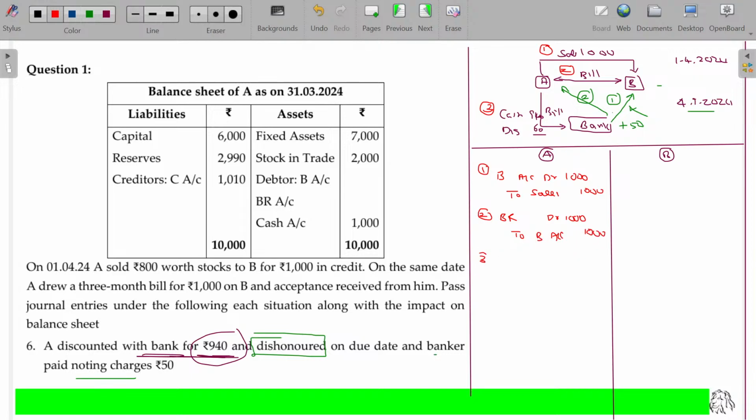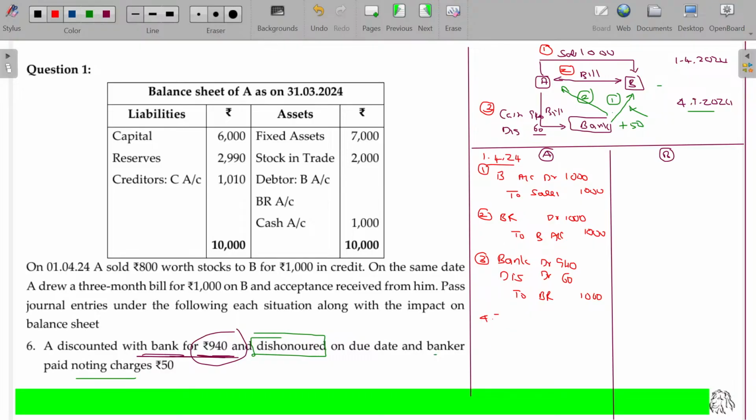Third one is you are discounting the BR with the banker, you are getting the cash of bank account. How much you are getting? You are getting 940 only. And the difference between the bill value and this one will be called discount allowed. Discount on bills discounted 60 to BR 1,000. All these things are happening on day one of the transaction, 1/4/24.